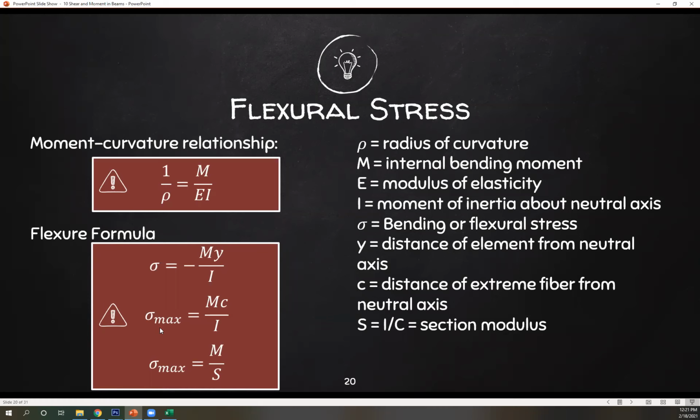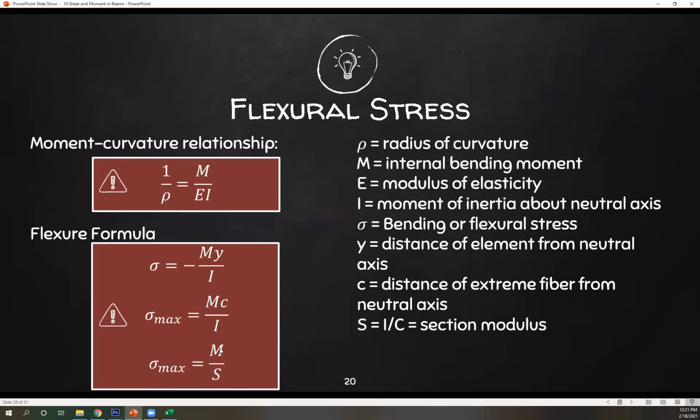Then to get sigma max, it's Mc over I. So recall y is the distance from your neutral axis. So the larger the y, the larger your stress. So the largest y you can get is your c, which is the distance of the extreme fiber from the neutral axis. Extreme fiber means the edges of the cross section. That creates the largest distance from your neutral axis. Then over I, the moment of inertia.